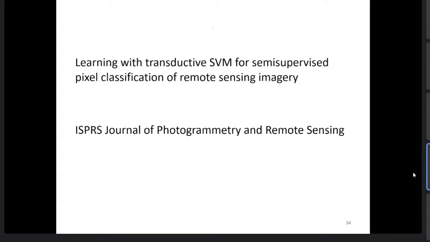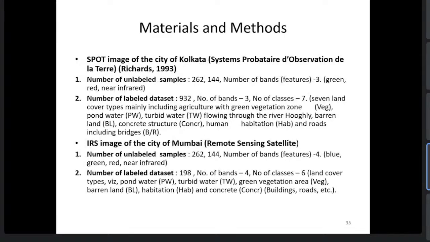SVM is support vector machines for a semi-supervised pixel classification of remote sensing imagery. Now move to the next slide. Materials and methods. We have used an image data set.